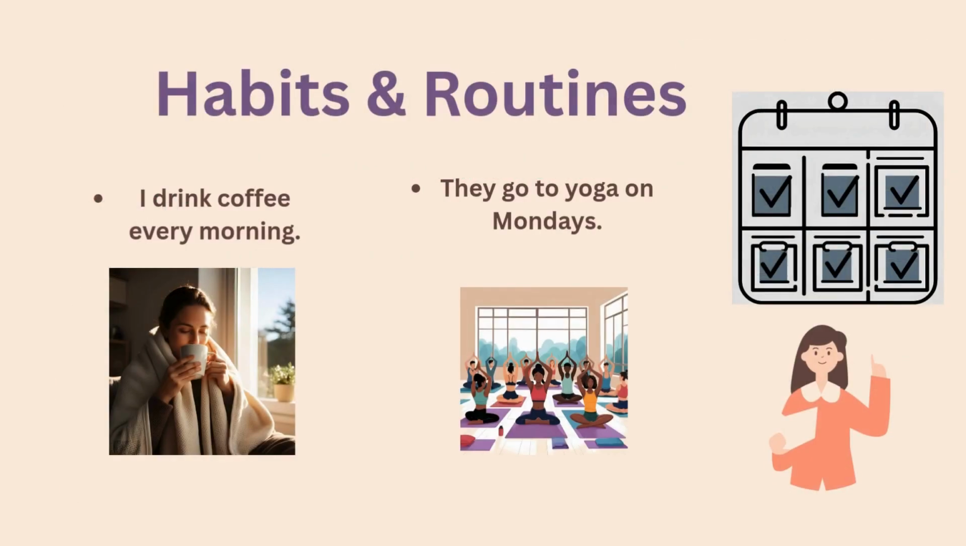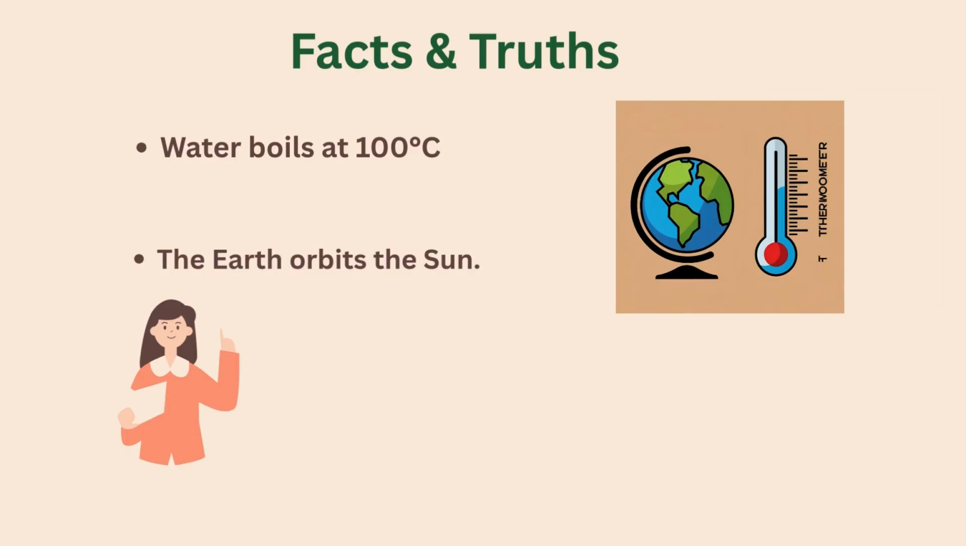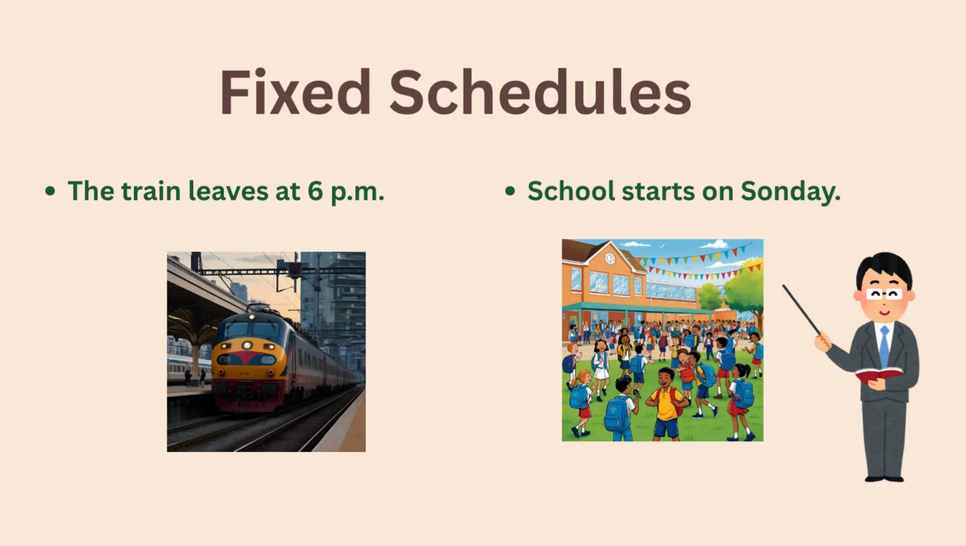Use simple present to describe things you do regularly, your daily or weekly routines. It also shows universal truths or scientific facts, statements that are always true. We can use it for timetables or calendars, events set in the near future.